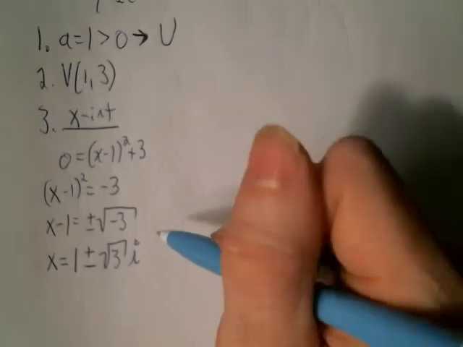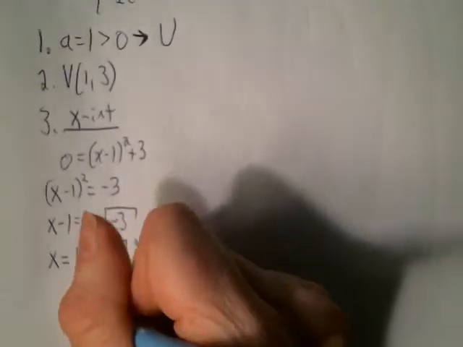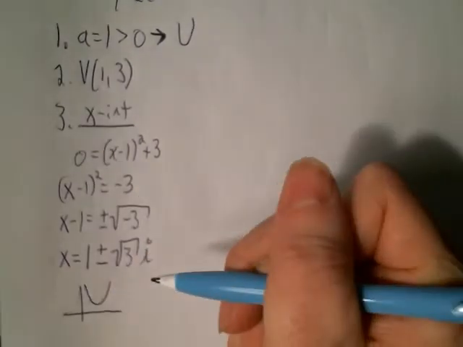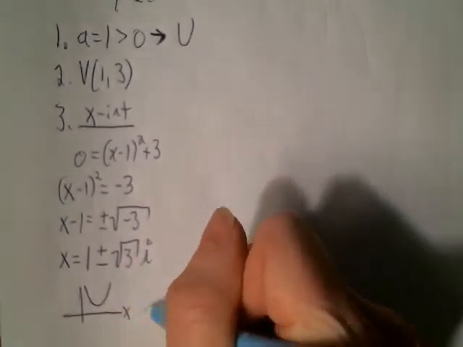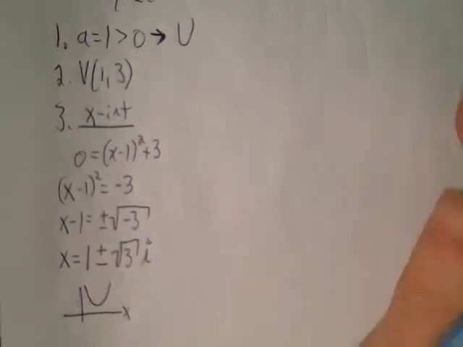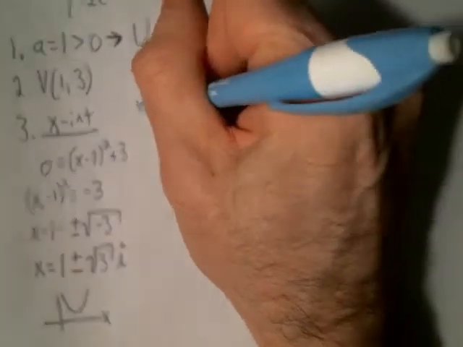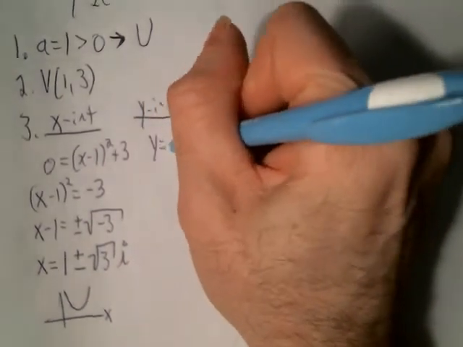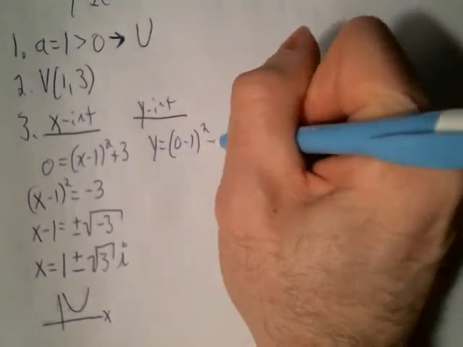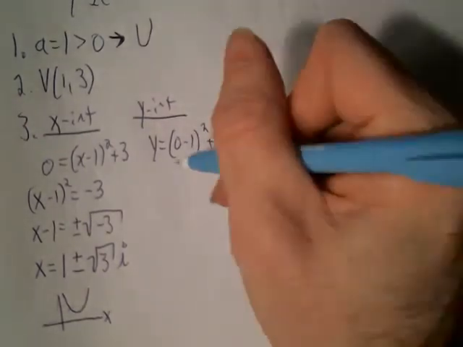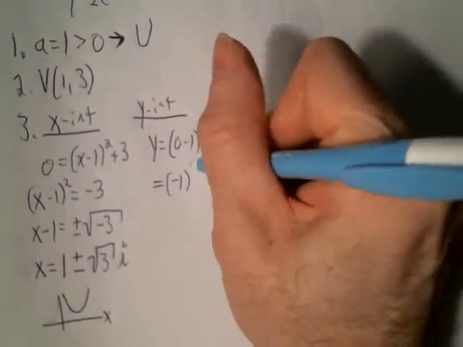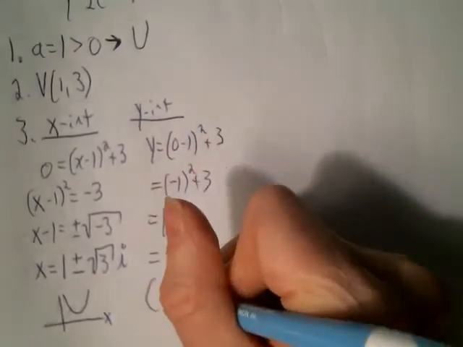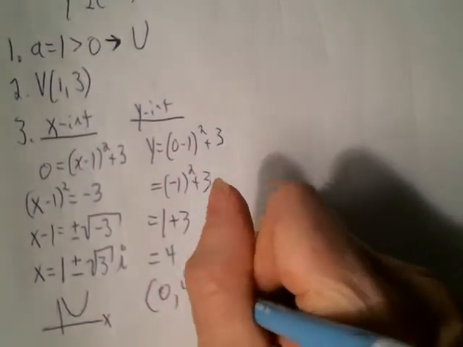And that happens when the parabola doesn't touch the x-axis. So we can predict our parabola will look something like this. So it doesn't hit the x-axis. It doesn't go through it. Then we want the y-intercept. So for the y-intercept, you let x equal 0. We'll have y is 0 minus 1 squared plus 3. So that'll equal negative 1 squared plus 3. Negative 1 squared is 1, plus 3 is 4. So our y-intercept is, we let x be 0, and then y is 4.